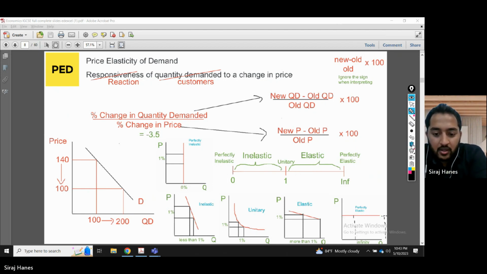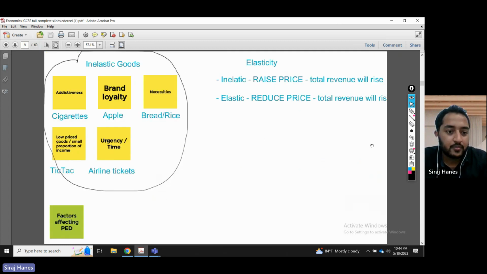Now, what do you do with price? Now we figure this out. Okay, we know what the curves look like. We know what the numbers are. We know how to calculate it. We know the definition. We know how to interpret it. But what else do we need to know?